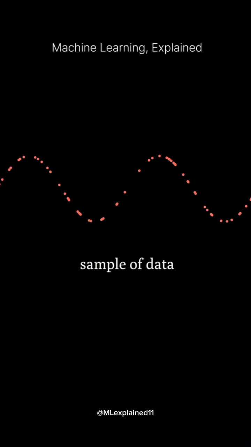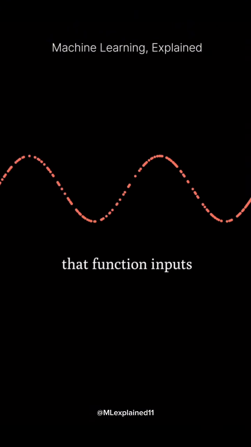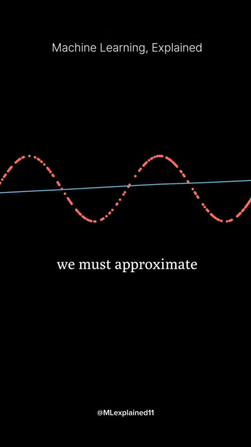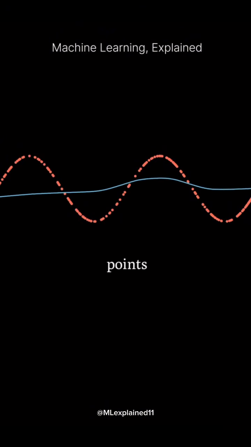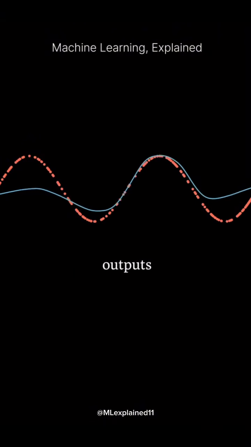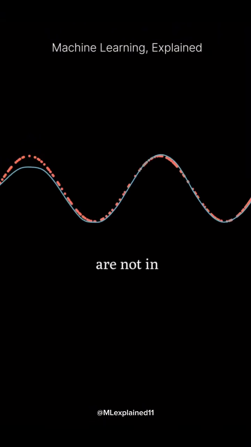Instead, we have a sample of data points from that function, inputs and outputs. This is our dataset. We must approximate a function that fits these data points and allows us to accurately predict outputs given inputs that are not in our dataset. This process is also called curve fitting, and you can see why.